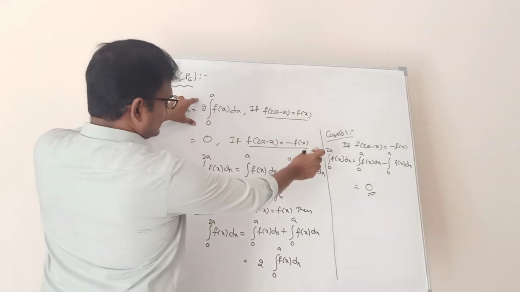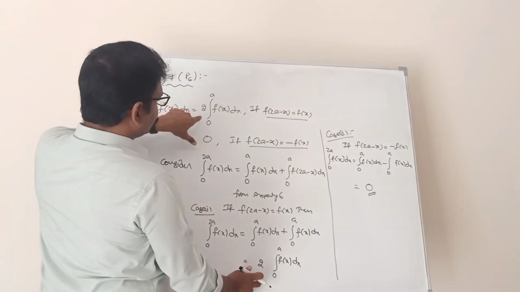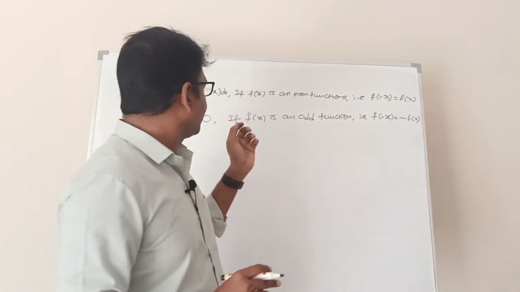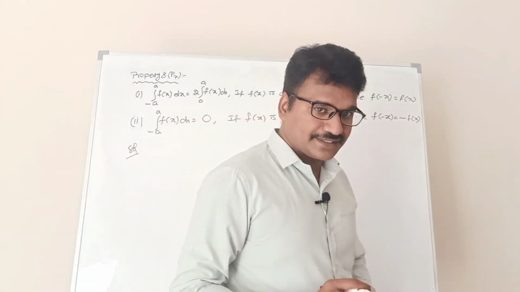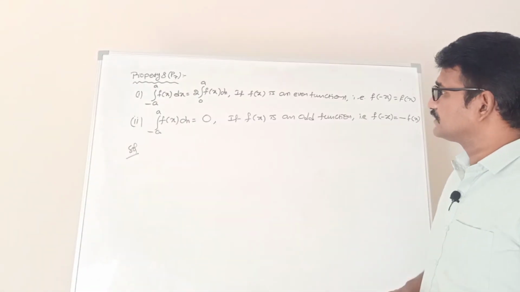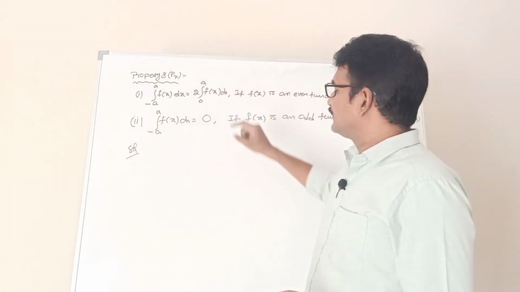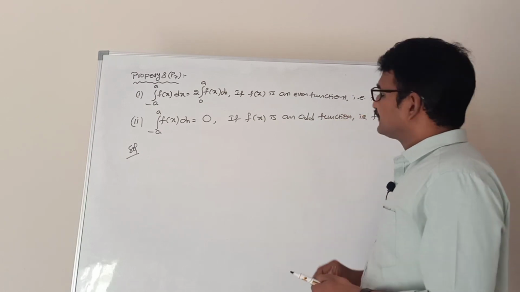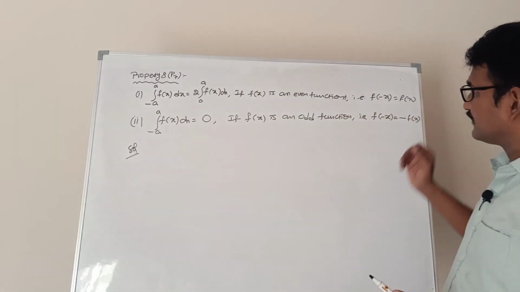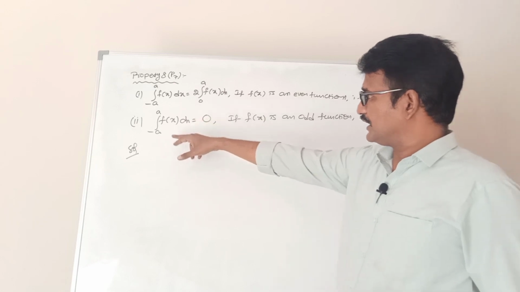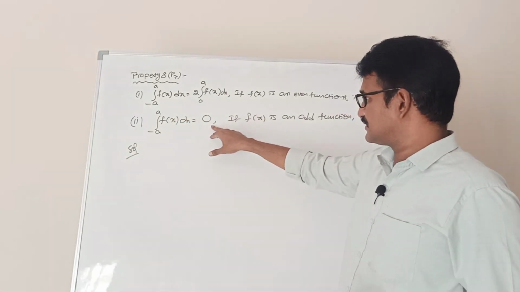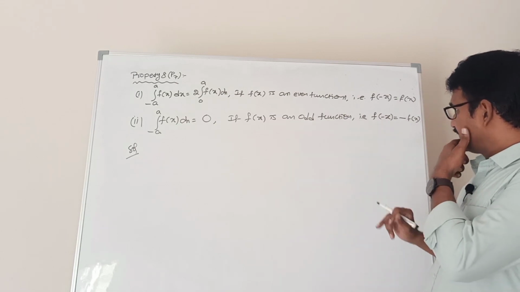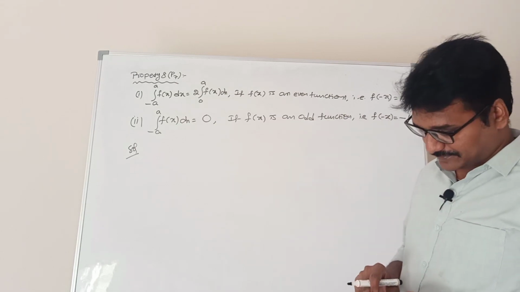According to case 1, this is equal to 2 times of 0 to a f of x dx. Property number 8. Integration of minus a to a f of x dx is equal to 2 times of 0 to a f of x dx if f of x is an even function, that means f of minus x equals f of x. It equals 0 if f of x is an odd function, that means f of minus x is minus f of x.